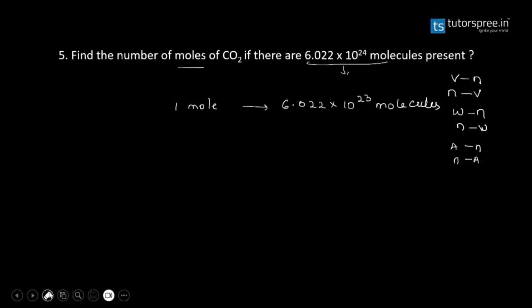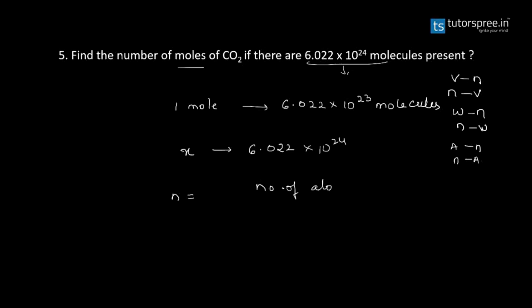read carefully. Okay. Now, number of moles we need to find, and the number of molecules given is 6.022 into 10 to the power of 24. Here, number of moles, N equal to number of atoms or molecules present by Avogadro number.